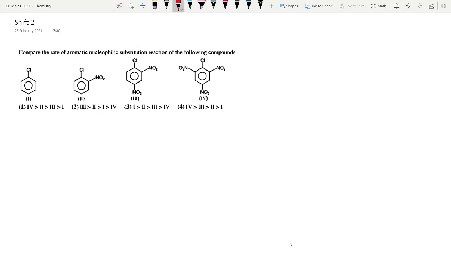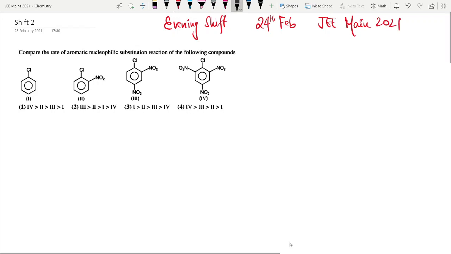Let's proceed to the evening shift paper, 24th February, JEE Mains 2021. And the first question: compare the rate of aromatic nucleophilic substitution.